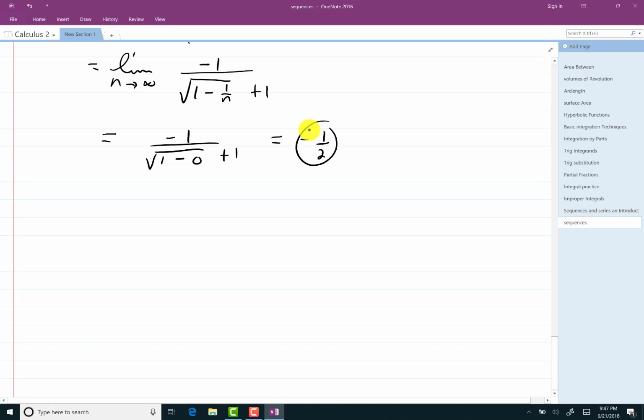Now, for you, check this out. Graph y1 equals the square root of x squared minus x minus x. Put that in your calculator and you'll see that it tends to -1 half as x becomes large.